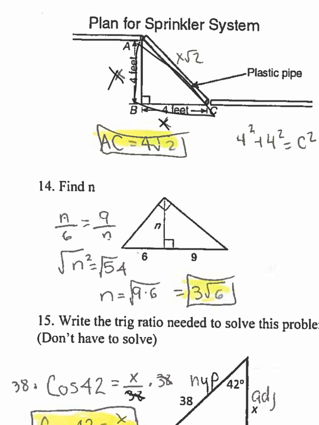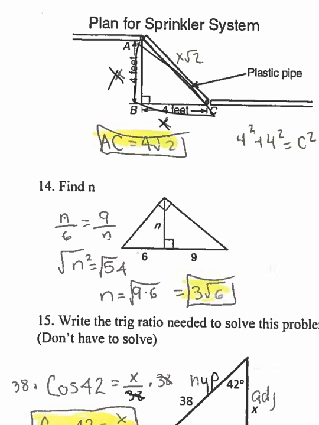14. Now this is different. I don't know, there might be one on the test, but just in case, it's geometric mean. That altitude is the geometric mean between the two parts of the hypotenuse. And so you see the proportion you set up, n over 6 equals 9 over n.